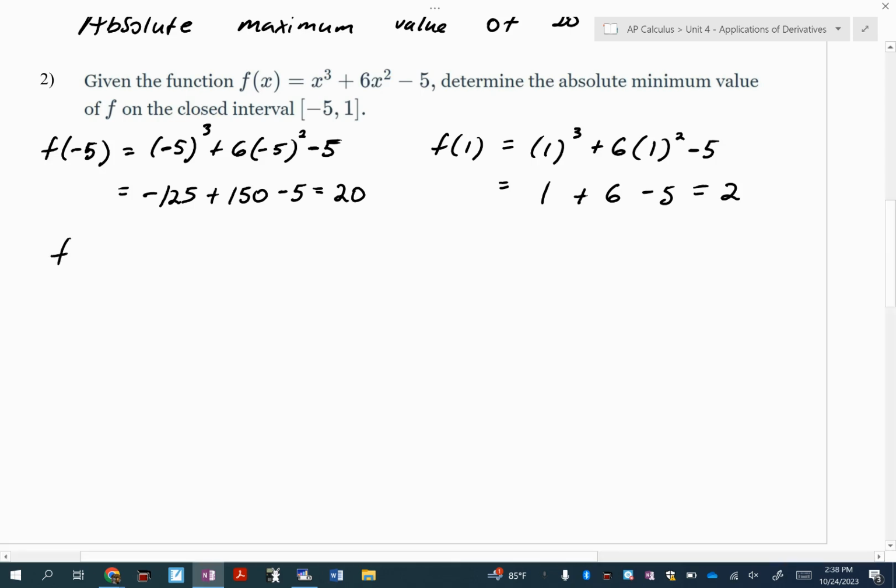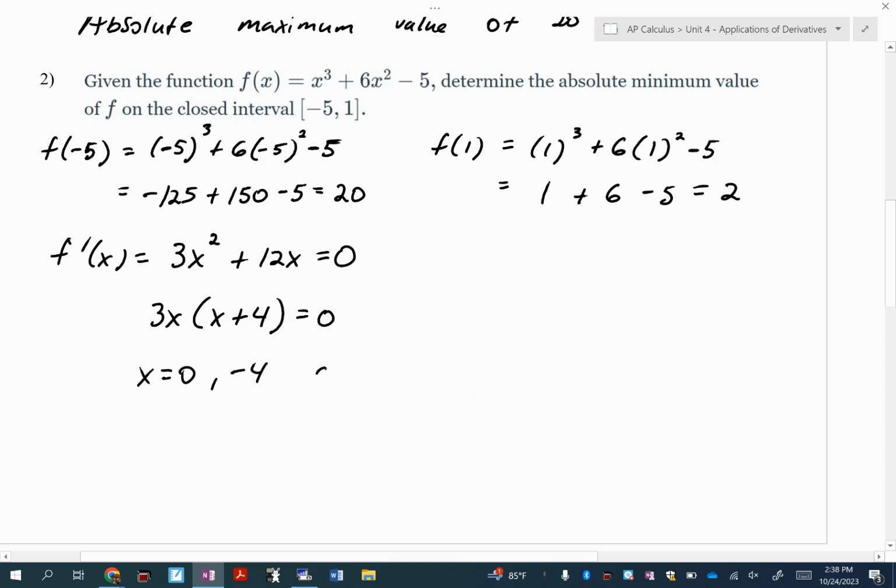Let's find critical points. Let's take the derivative. What is the derivative of x cubed? 3x squared. The derivative of 6x squared is 12x. And then what's the derivative of -5? 0. So set this equal to 0. Can we factor out anything that they have in common? A 3x. What's remaining? Very good. So what are my critical points? 0 and -4. Very nice.